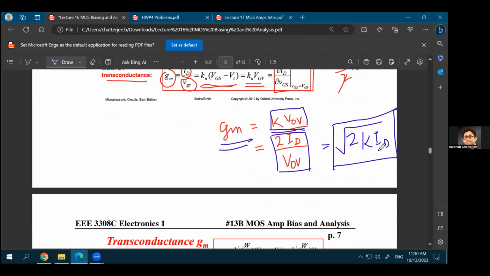It depends on which is given. If in the problem your overdrive is given and K is given, of course, you can find gm as K times overdrive. If current is given and overdrive is given, but K is not given, you can find gm as twice ID divided by overdrive. If K is given and current is given, but overdrive is not given, then you can find gm as the square root of twice K times ID. All 3 of these equations are correct, and we'll see how to solve the homework 4 problems with these equations in Monday's class.